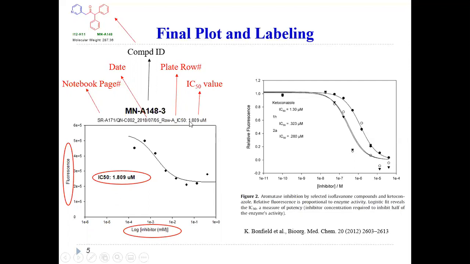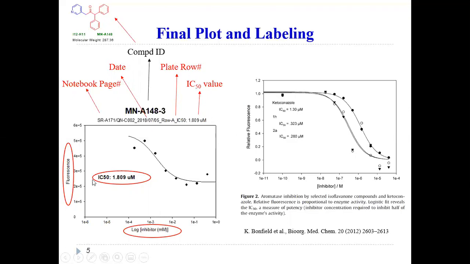It has in the subtitle the notebook page number, and this is the notebook page number of the bioassay, wherever that bioassay is recorded. Then the date, and this is the date that the bioassay was run on, not the date the graph was made. Then what row this compound was in. Our compound was actually in row E. This one was in row A. And then what the IC50 value is.